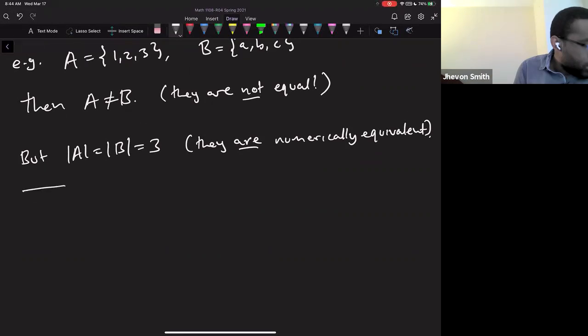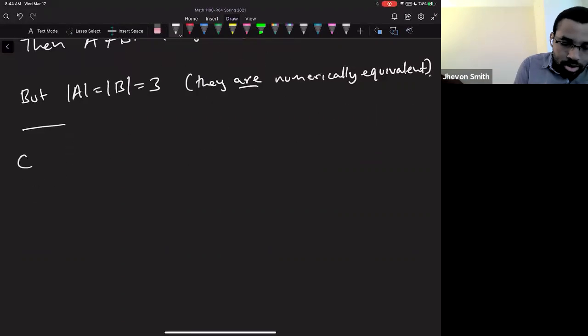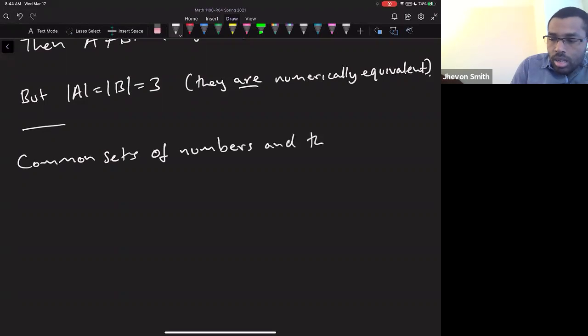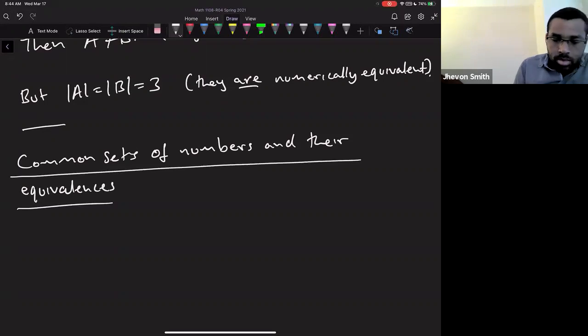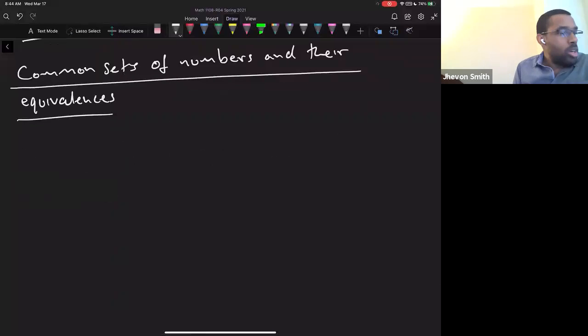What else do I want to say? Okay, some common sets and their equivalents. Okay, so going to define some very common number sets here.